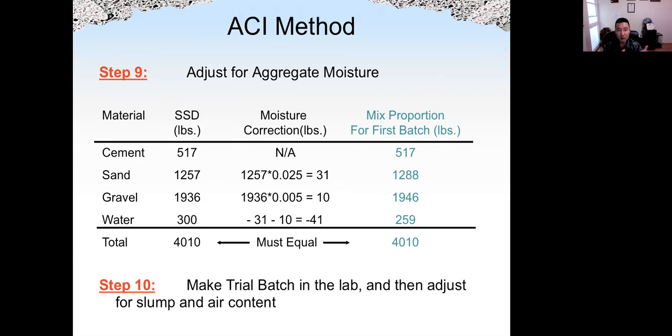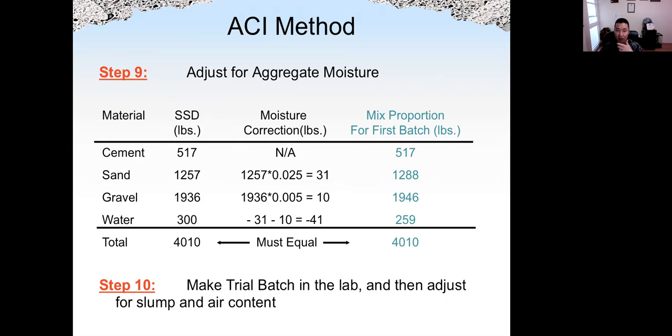However, we still need to keep the water cement ratio unchanged, which means we need to keep the water content equal to 300 pounds. But because the sand and gravel provide 41 pounds of actual water, the water we add should be 300 minus 41, which is equal to 259 pounds of water.